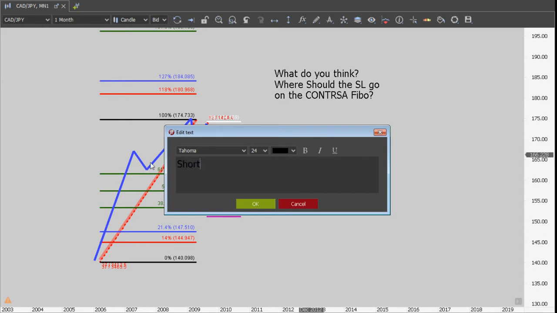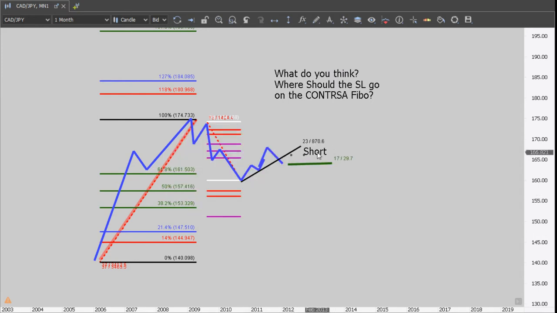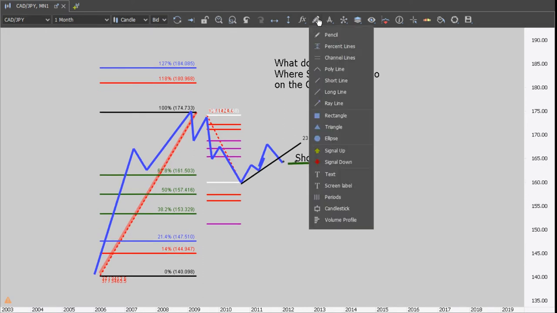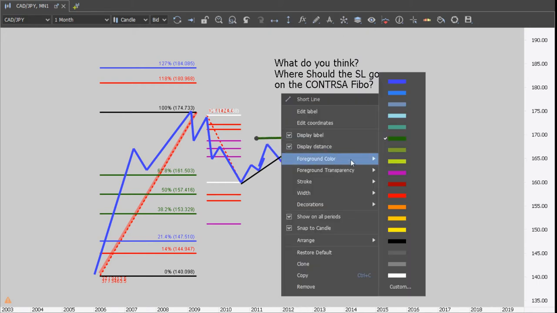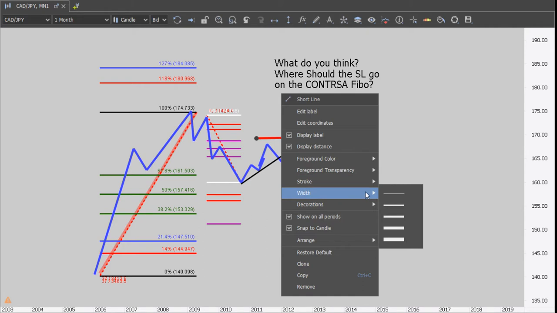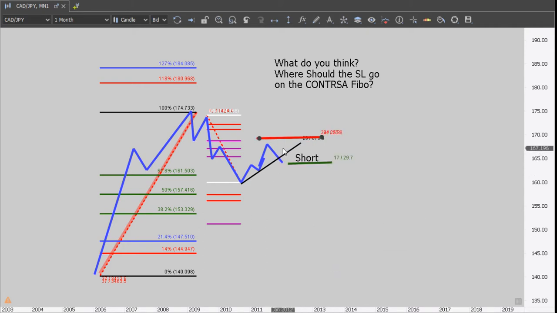Here, short. Where should the stop loss of the contrarian Fibonacci go? What do you think? I'm going to give you a few examples. Well, the stop loss can go above the C of the contrarian. Okay, stop loss number one above the C. Or above the A of the contrarian Fibonacci. Or above the B high. What do you think? Where should the stop loss go?